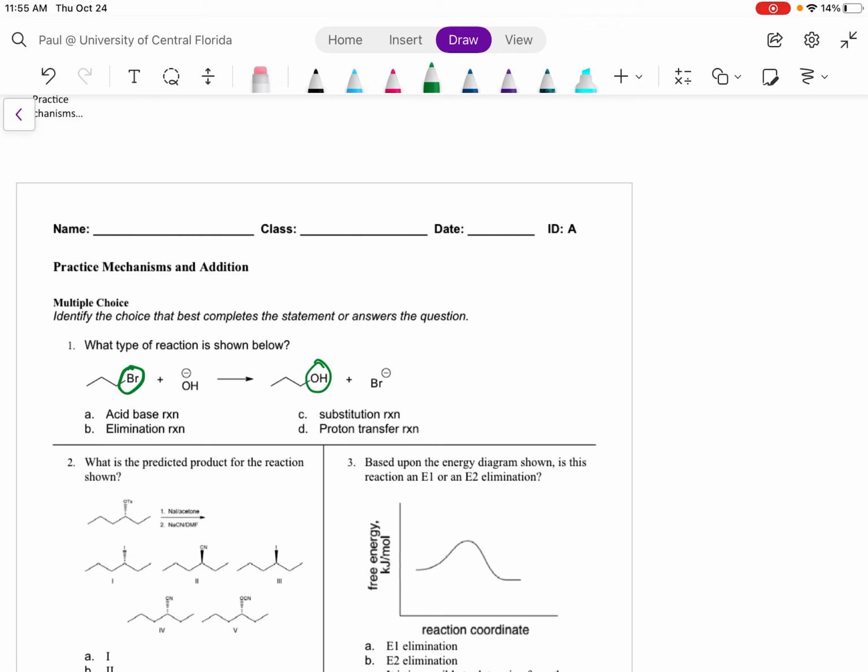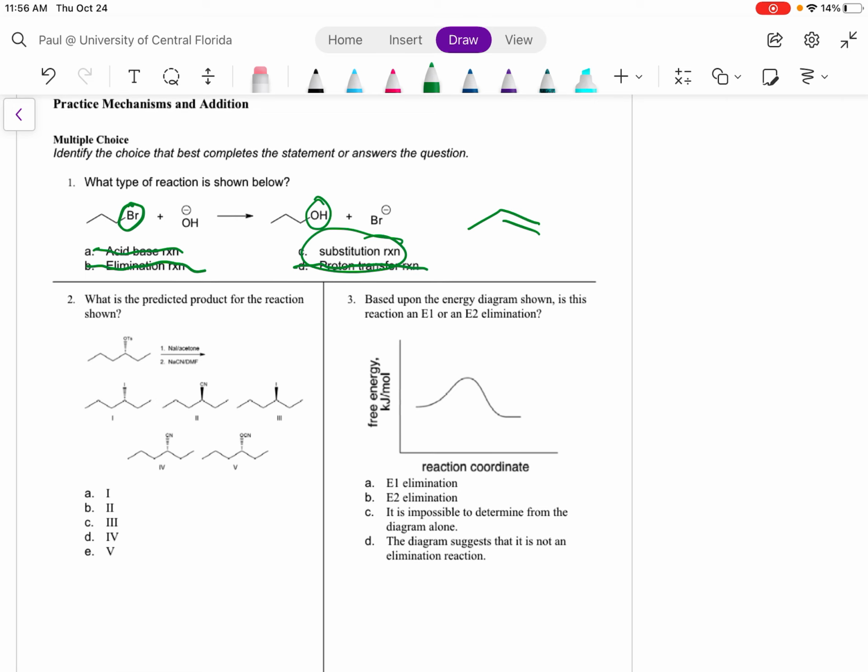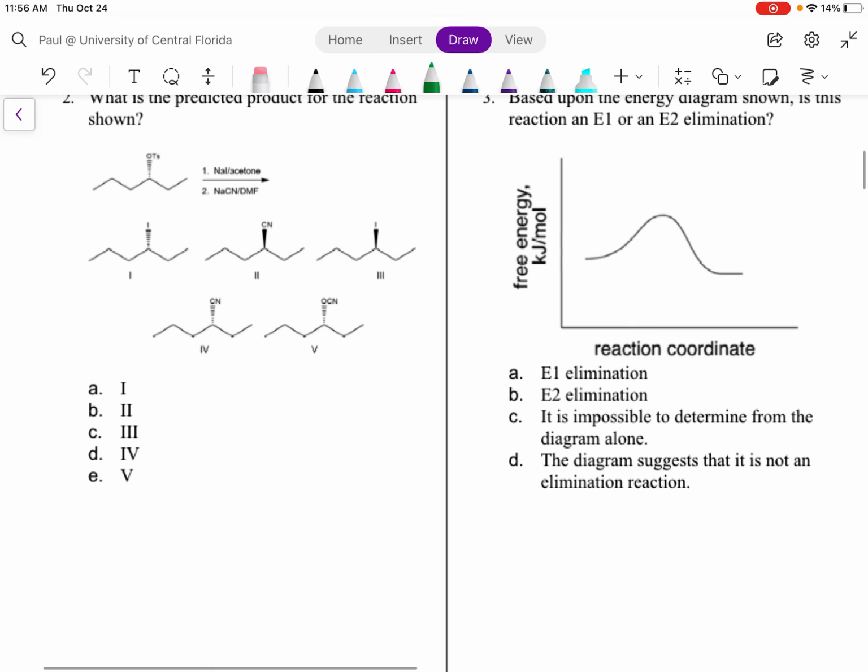It's not an elimination because elimination reactions give us alkenes, so that's off. A proton transfer is off the table because we're not moving any protons around. And an acid-base reaction, we're not doing any acid-base chemistry. So by process of elimination, you would get to the correct answer, or you see what's happening here. We're doing a substitution.